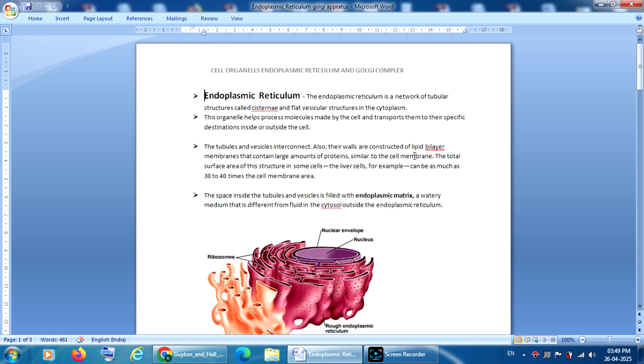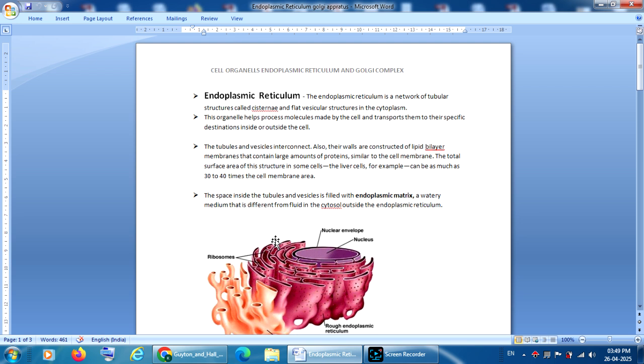Also, their walls are constructed of lipid bilayer membranes that contain large amounts of protein, similar to the cell membrane. So the endoplasmic reticulum is present in the form of a network of tubular structures called cisternae, and their walls are made up of lipid bilayer, like the cell membrane. This organelle helps process molecules made by the cell and transport them to their specific destination inside or outside the cell.